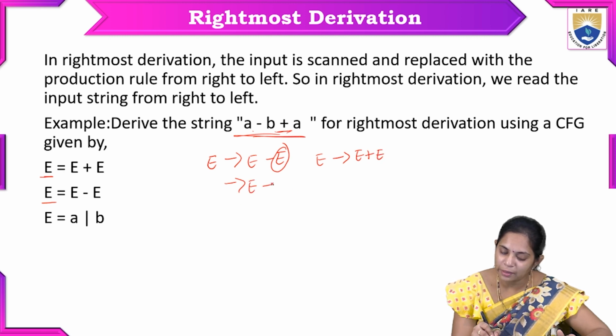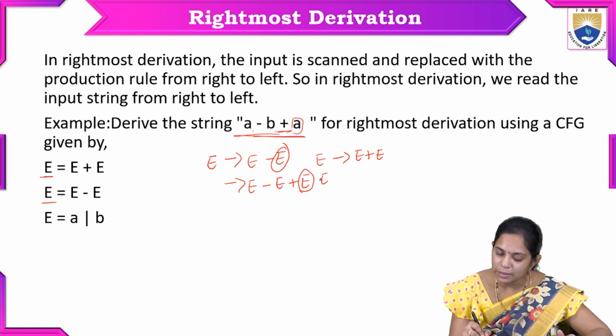So E minus E plus E. And again, we have to follow the rightmost derivation. So here, what is the input string having in the last part? E tends to A we require, and E minus E plus A. Instead of A, we are writing E. And after that, we follow this rightmost.